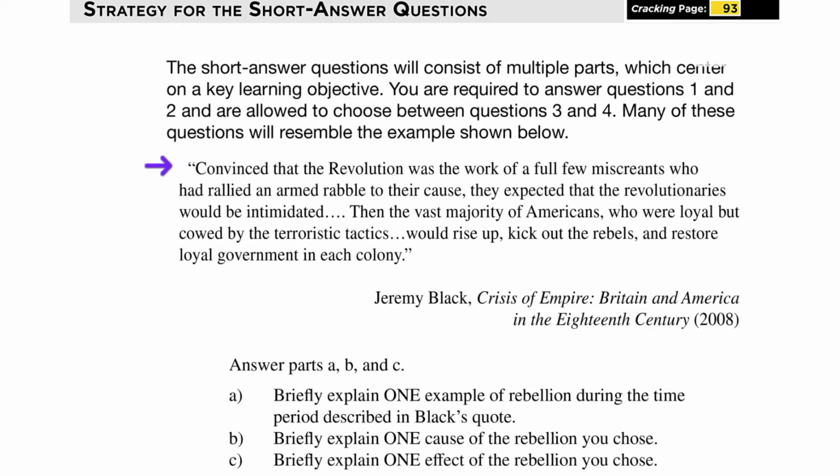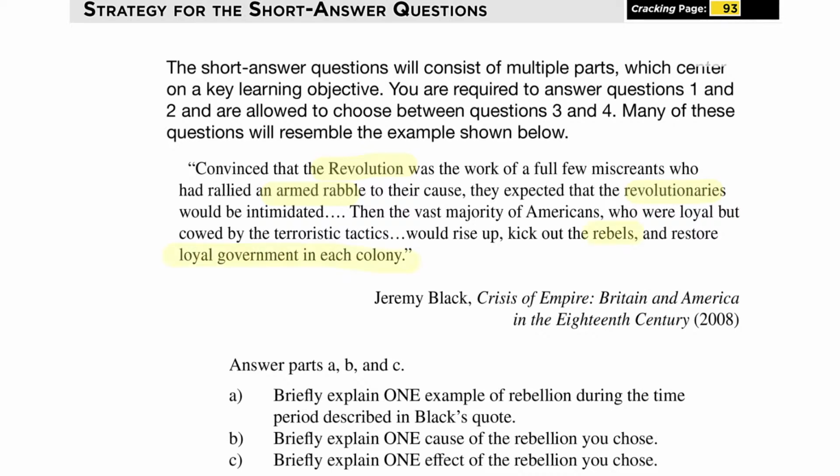So obviously, we need to read the source and then think about the question that's being asked or the 3 questions that are being asked. So this one says, "Convinced that the revolution was the work of a few miscreants who had rallied an armed rabble to their cause, they expected that the revolutionaries would be intimidated. Then the vast majority of Americans who were loyal but cowed by the terroristic tactics would rise up, kick out the rebels, and restore loyal government in each colony."